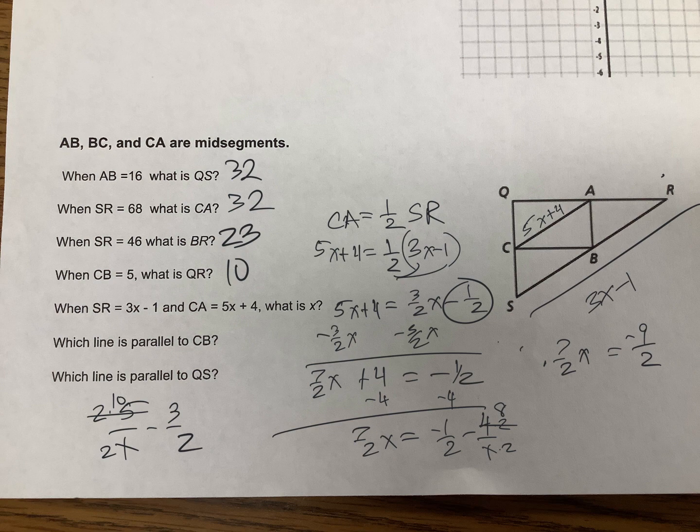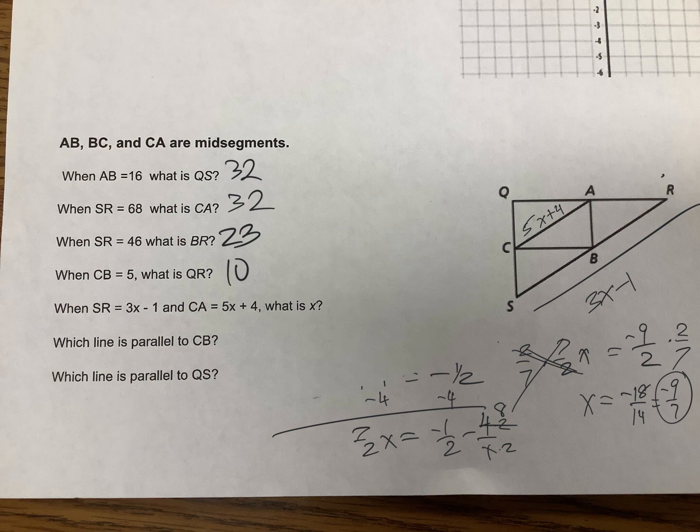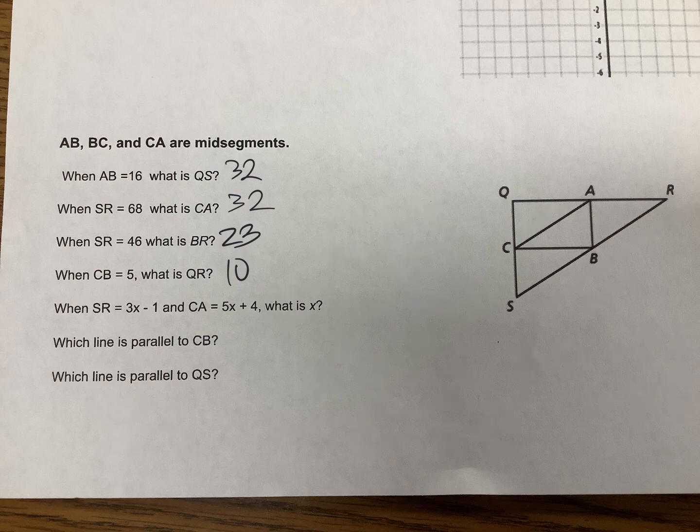So we multiply by the reciprocal, 2/7. That makes this x, and that's negative 18 over 14, which is what? Divide by 2, we get negative 9/7. And that's all it said. It said, what is x? That's all we had to do is get that. Negative 9/7. All right, so let's erase all this and do the next problem.